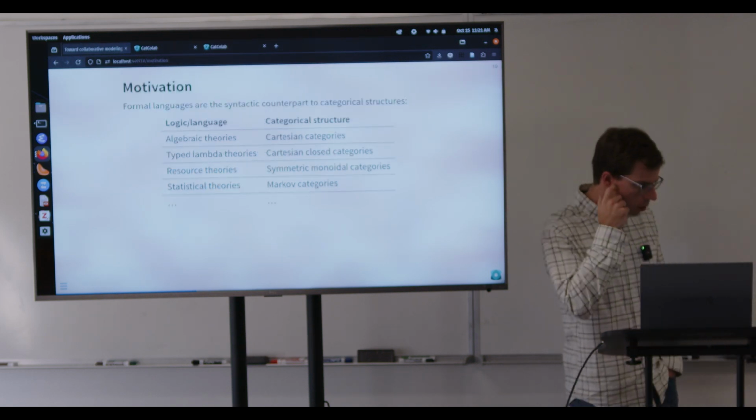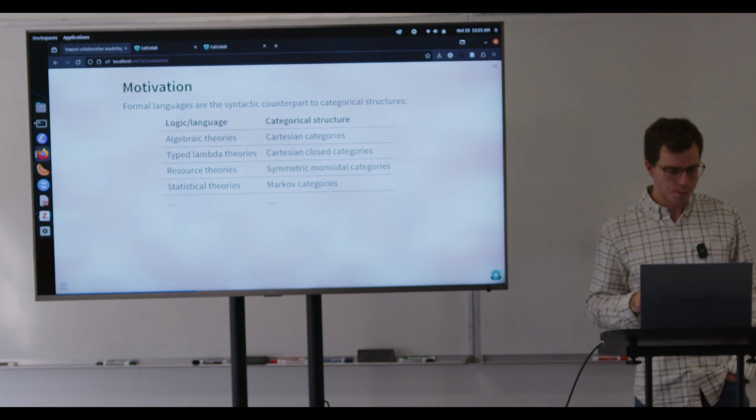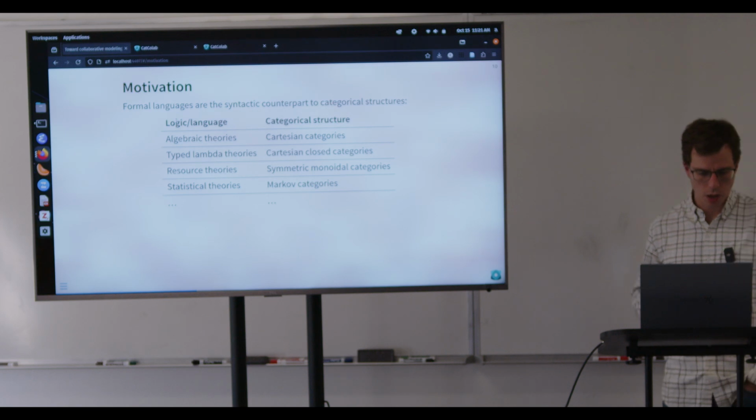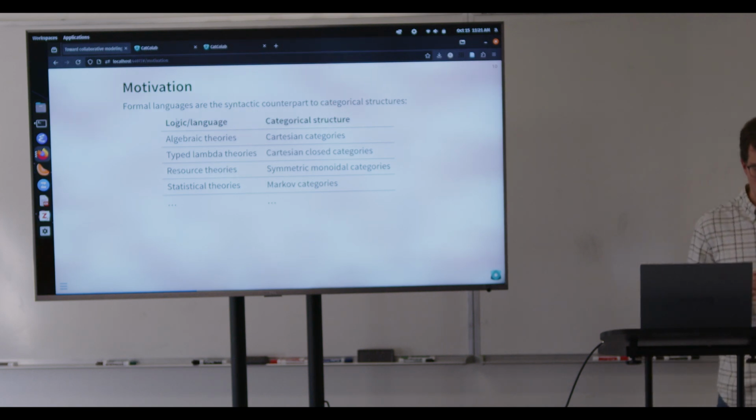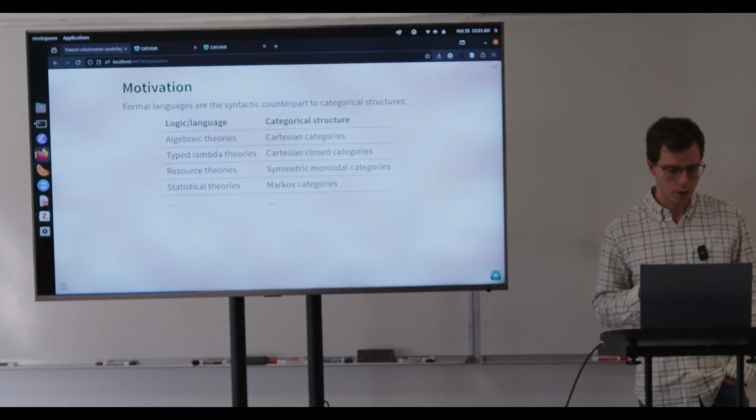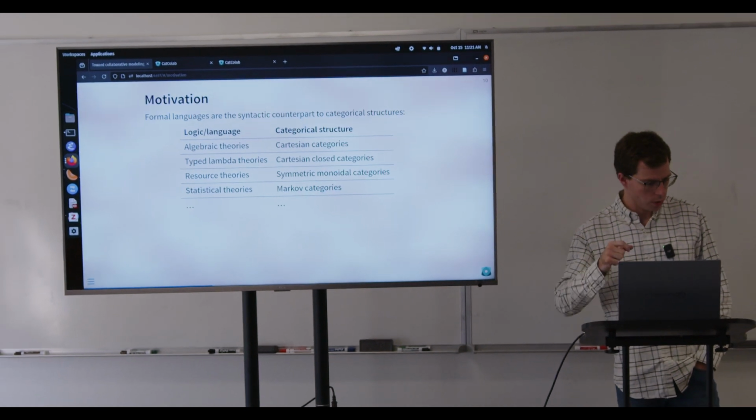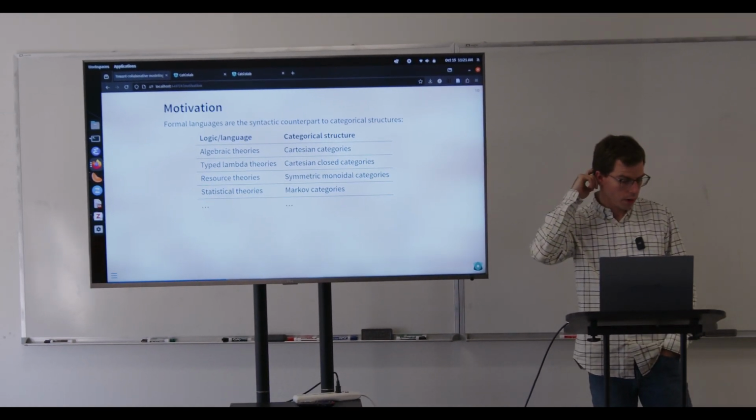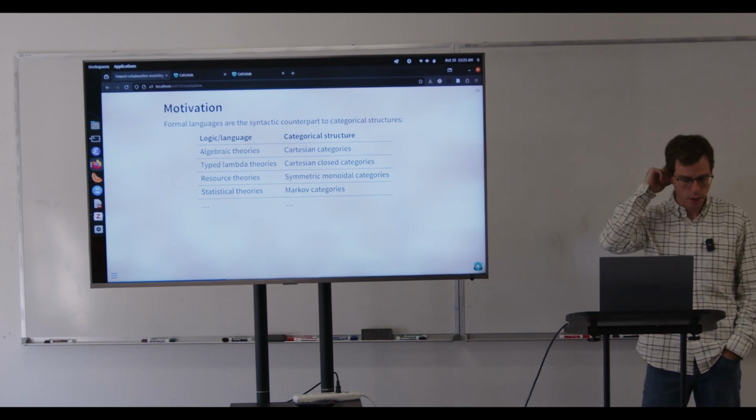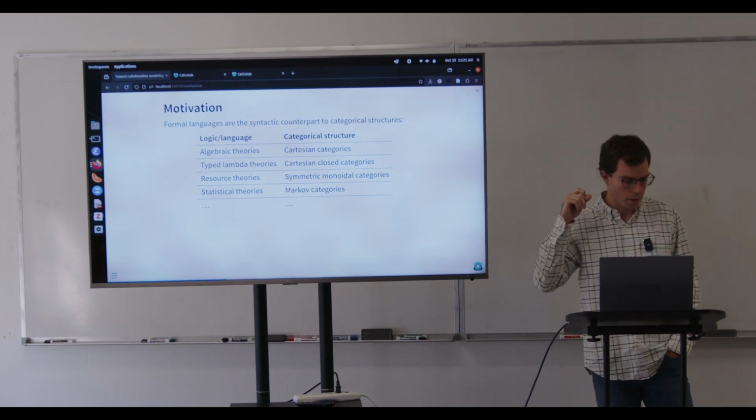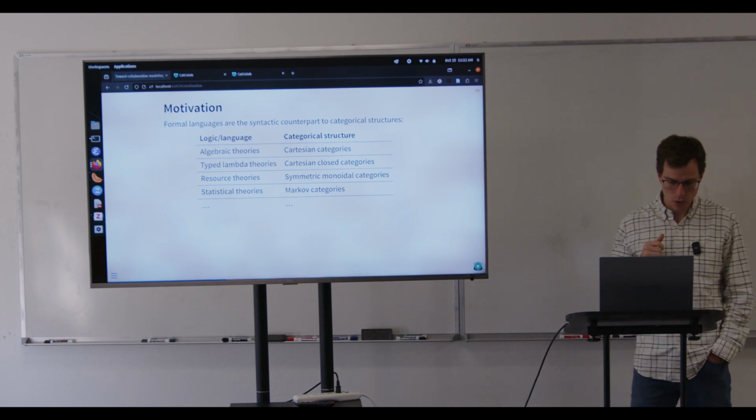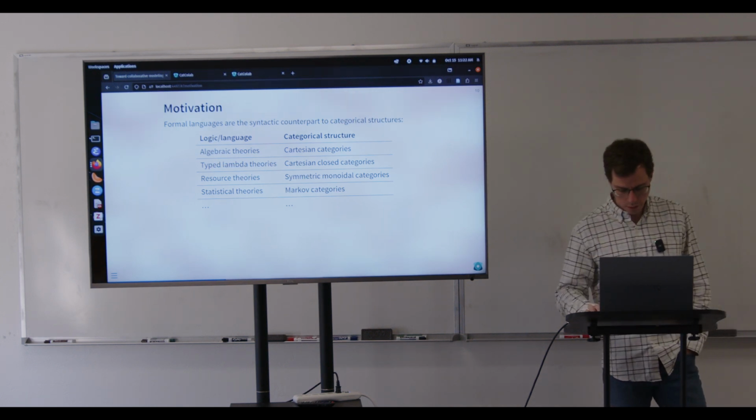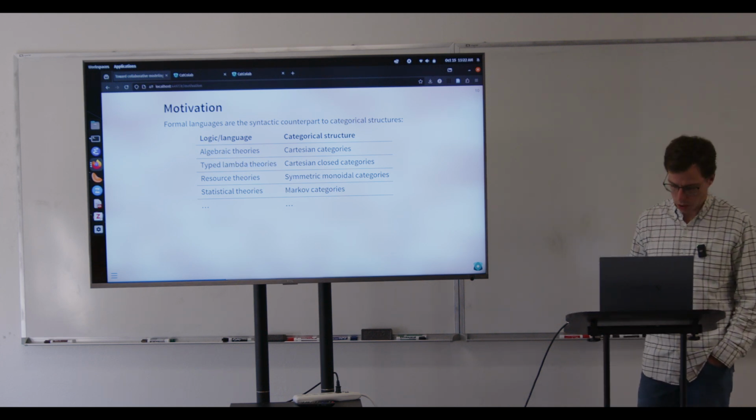The motivation for this is that different kinds of formal languages or logics are very often the syntactical counterpart to categorical structures. The two really famous examples of this are that algebraic theories correspond to Cartesian categories, i.e. categories with finite products, and that the typed lambda calculus with products corresponds to Cartesian closed categories. These were from the very beginnings of categorical logic.